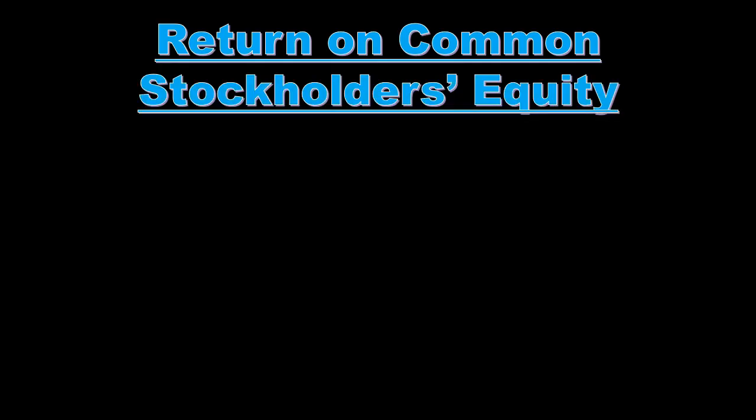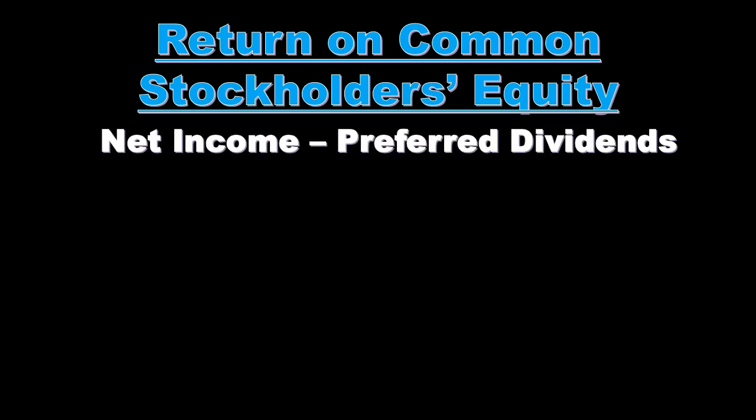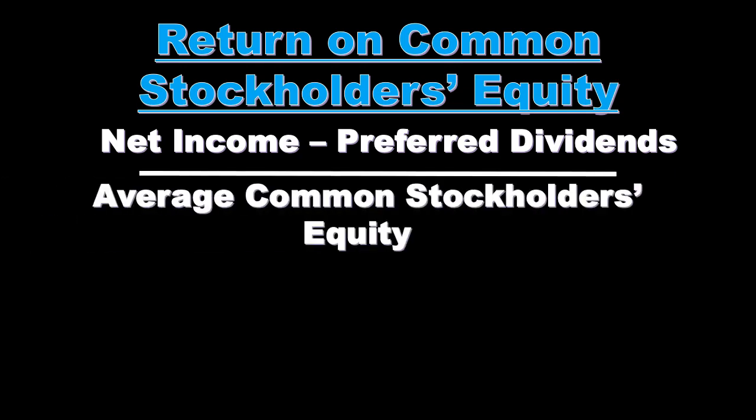Next, we have the return on common stockholders' equity, and that will be calculated as the net income minus the preferred dividends, if we have any preferred dividends, and we're going to divide that by the average common stockholders' equity. This measures the company's ability to earn income for common stockholders. If we think about this calculation, the top line, of course, is going to be the net income statement number, or income statement number of net income. It's the bottom line of the income statement.